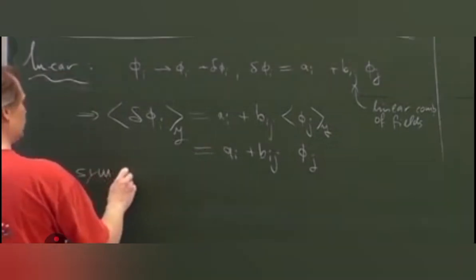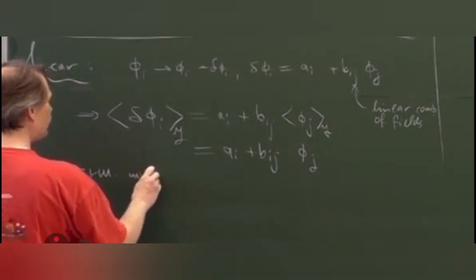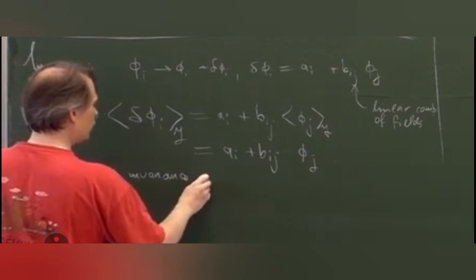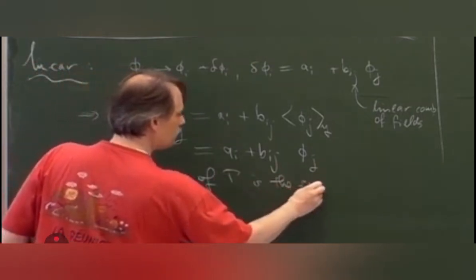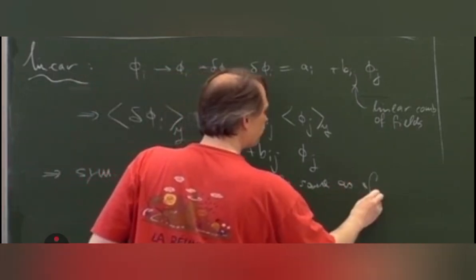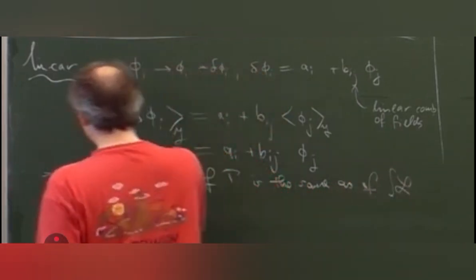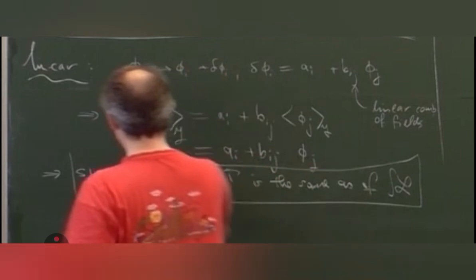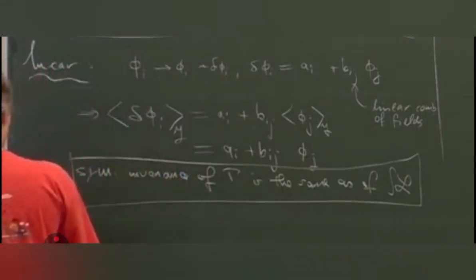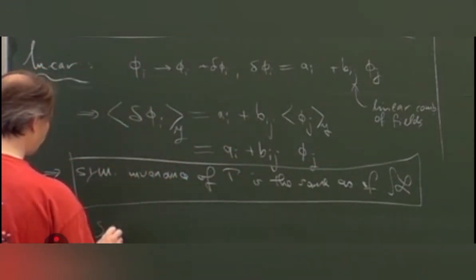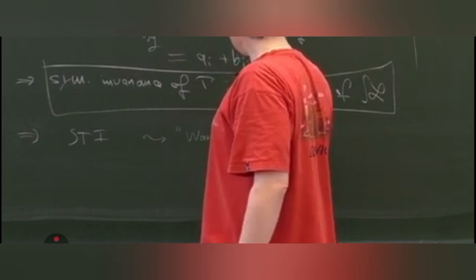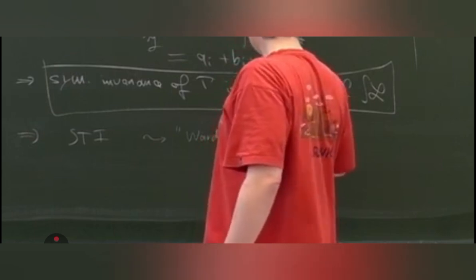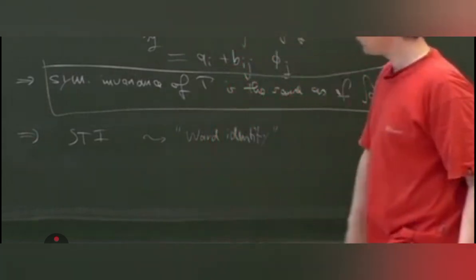So the symmetry invariance of gamma is the same as of the classical action L. And so we can simplify the Slavnov-Taylor identity, and the Slavnov-Taylor identity becomes what we typically call a Ward identity. So in the linear case, we call these things Ward identities.